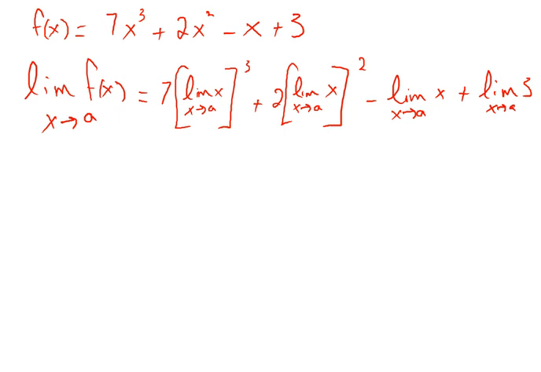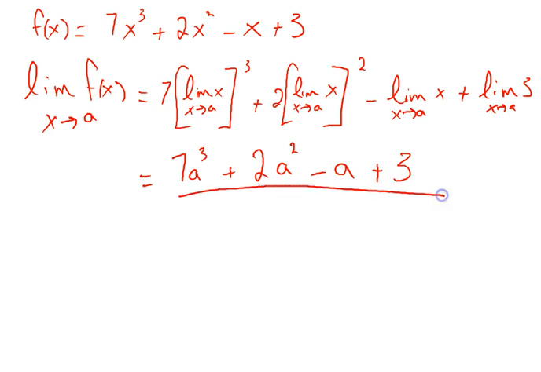Now, in all honesty, I'm not going to require you to actually write these out, but I'm doing it now just to demonstrate it so you can see it visually. Really you're going to end up doing things like this in your head. What this allows us to do is break things up piece by piece. The limit of x as x approaches a is simply a. So this is 7a cubed plus 2a squared minus a plus, and what is the limit of 3 as x approaches a? Well, 3 is a constant. 3 stays 3 all the time and has no dependence on x, so this is just 3.